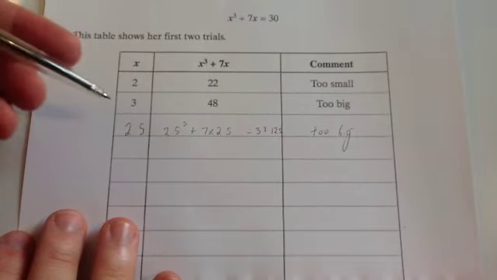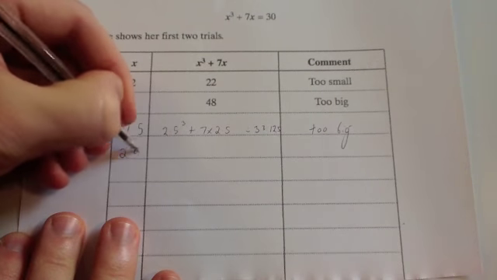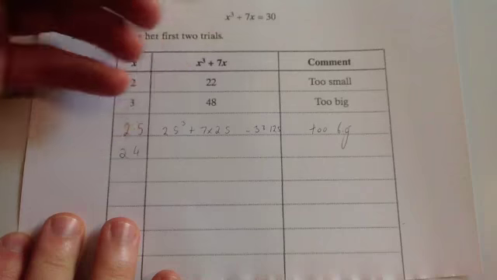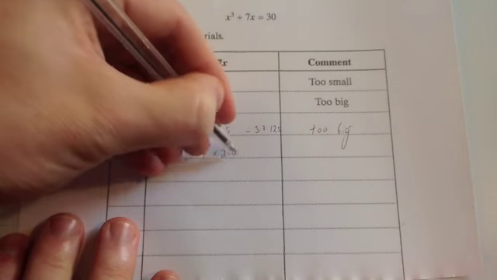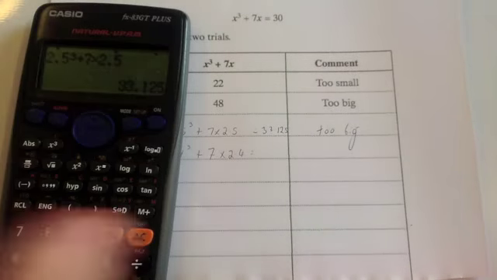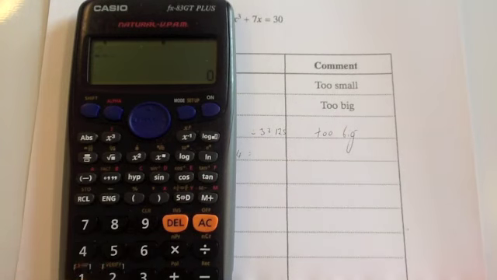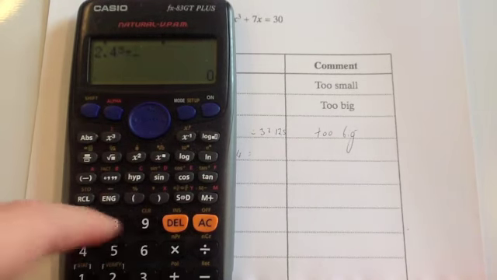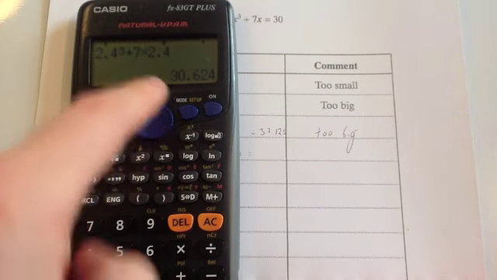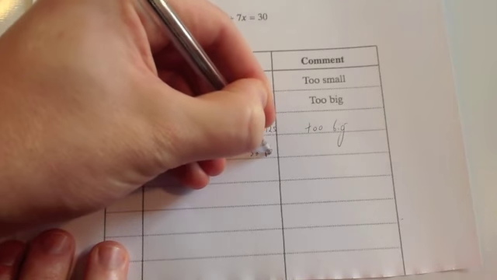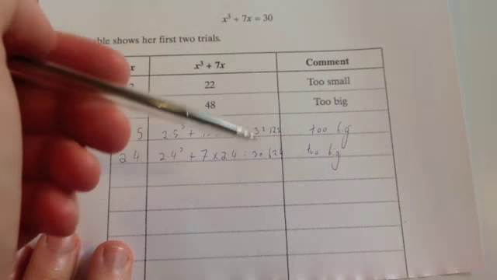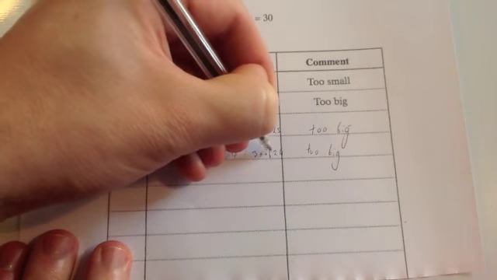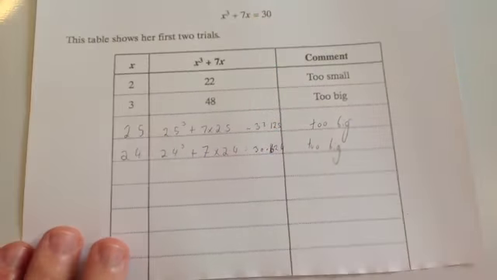Next. We've tried 2.5, which was too big. Let's try 2.4. So we're going to cube the number plus 7 times the number. So 2.4 cubed plus 7 times 2.4. Again, in your calculator, you're going to type it in. 2.4 cubed plus 7 times 2.4 equals 30.624, which is too big as well. Just too big, because obviously we're trying for 30, so 30.624 is pretty close, but it's not close enough.